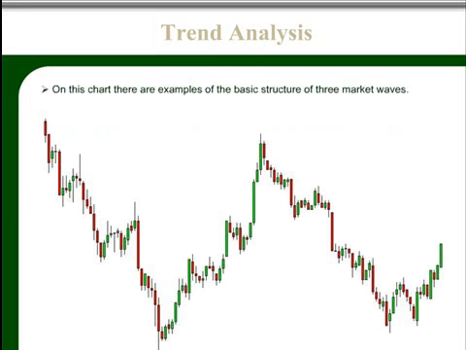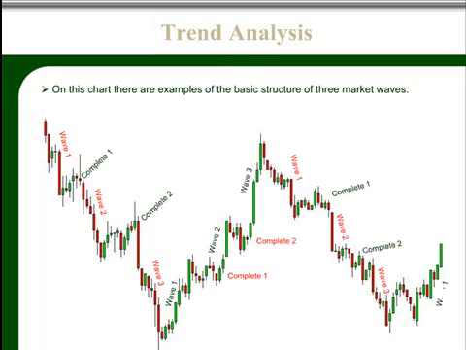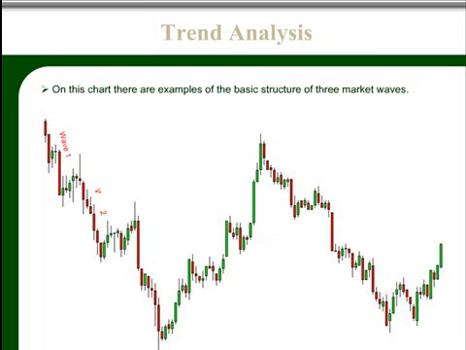On this chart, there are examples of the basic structure of 3 market waves. Each wave is completed once there is a retracement or consolidation against that wave. Once prices have formed 3 waves, the odds for trading in the direction of that trend decrease, and the odds for counter-trend trading increase. Combining the waves of a trend with support and resistance can help determine when the odds are high for a reversal of that trend.